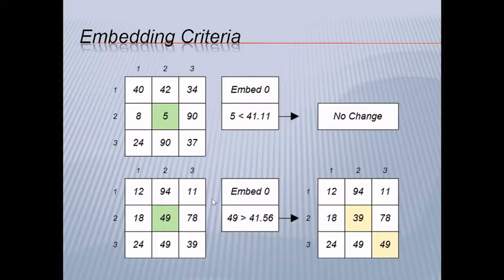In the second example, we also want to embed a 0 bit in this block. However, the middle pixel is greater than the average. Therefore, we have to swap it with another pixel that is less than the average. At the same time, this pixel has to have the nearest intensity to 49. Therefore, we are going to select pixel value 39.